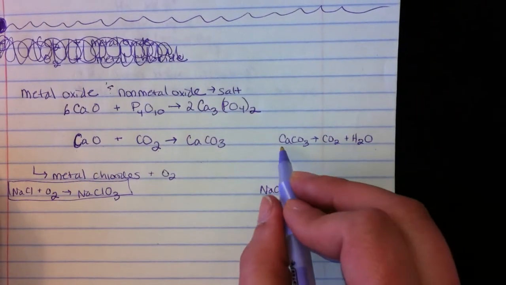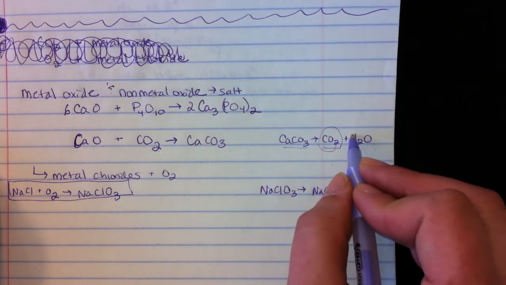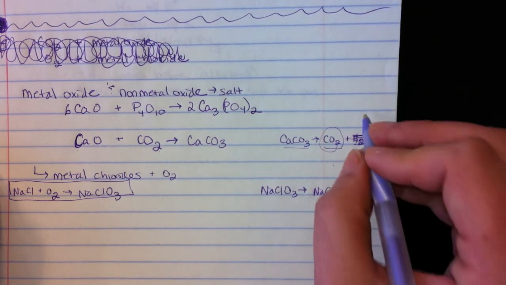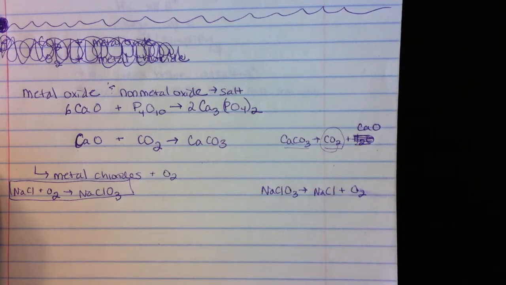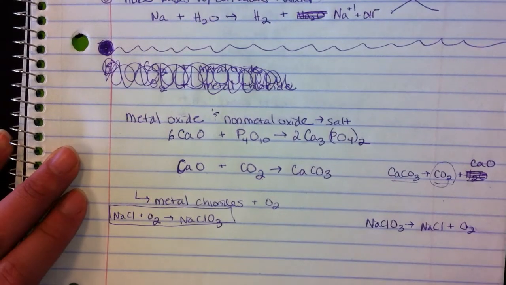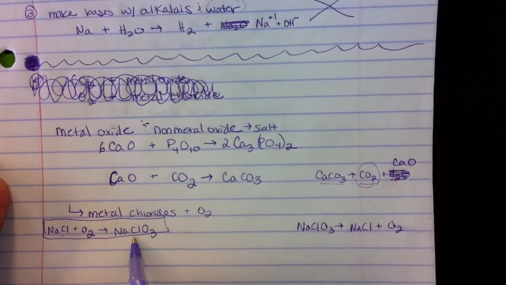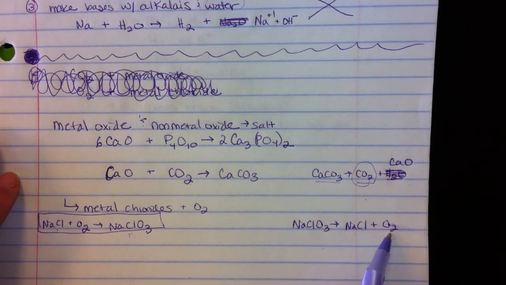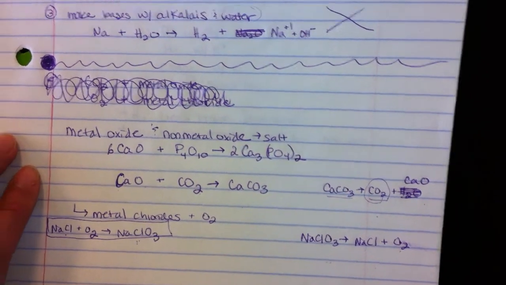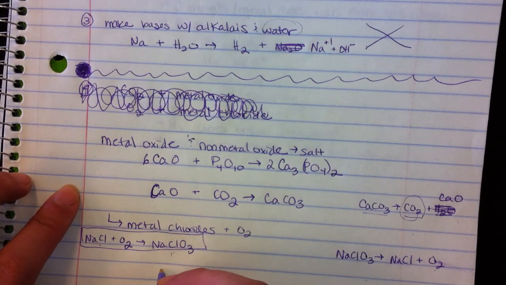The reverse is also true. Calcium carbonate decomposes into carbon dioxide, and I don't know why I put H2O. Carbon dioxide and calcium oxide. Okay? Kind of a variation on this would be the chlorides and chlorates. So NaCl plus O2 can make a chlorate, and that chlorate could decompose into the salt, the chloride, and the oxygen.